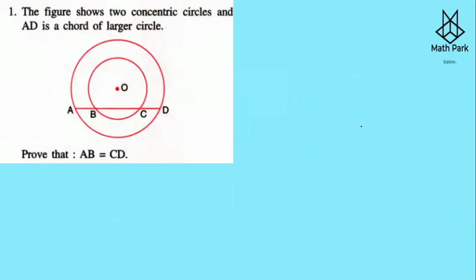So we start with the first question. The figure shows two concentric circles and AD is a chord of the larger circle, and you can look at this, BC is the chord of the smaller circle and AD is the complete line segment. So you have to prove that AB is equal to CD.